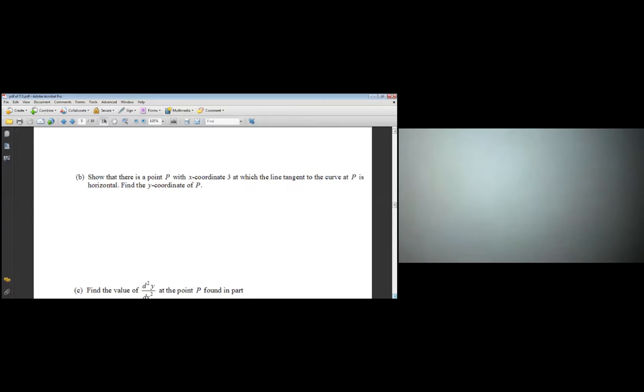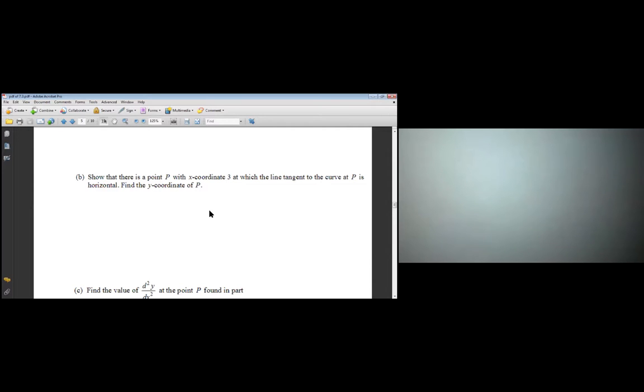Part B, show there's a coordinate P where, what are we finding here? It's a horizontal tangent. Horizontal tangent means set the top of the derivative to 0. It also goes on to tell you, by the way, x is 3. So the plan for part B would be to find the horizontal tangent by setting the top of the derivative to 0 and also letting x be equal to 3.